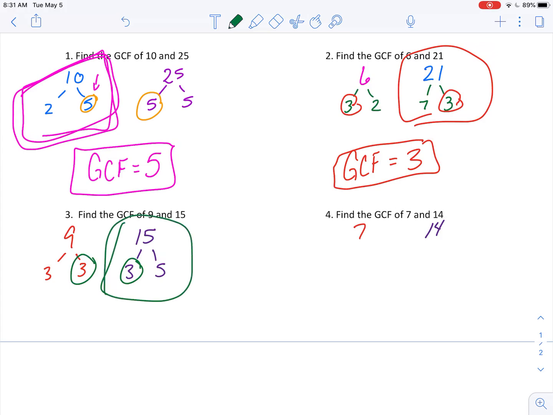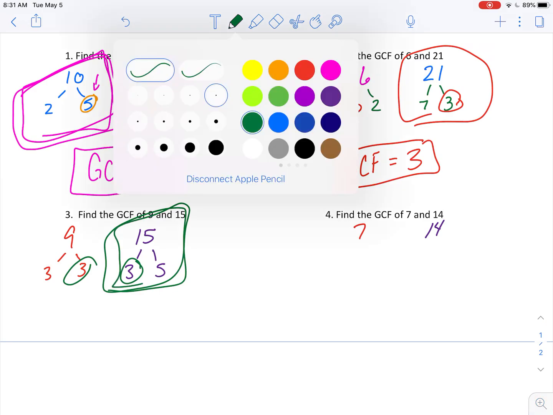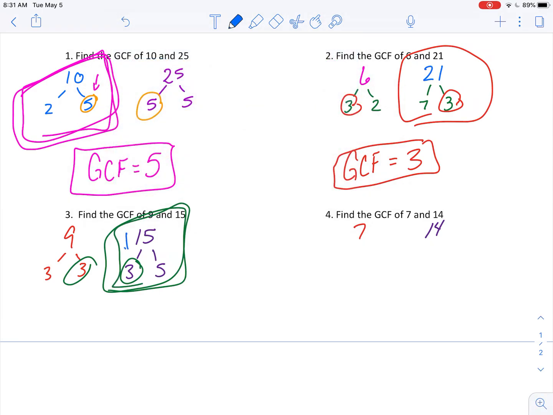And again, we're just going to focus on one of these numbers, and it doesn't matter which one. I could focus on this one if I really wanted to. I could focus on the 15 if I really wanted to. But we're going to notice what's circled in each group. Well, each group only has 3 circled. So my greatest common factor is going to be 3.